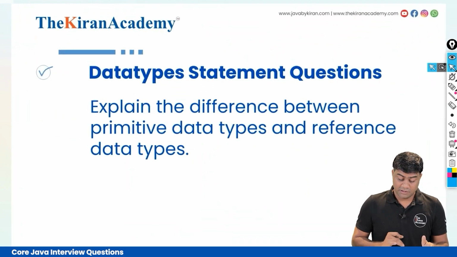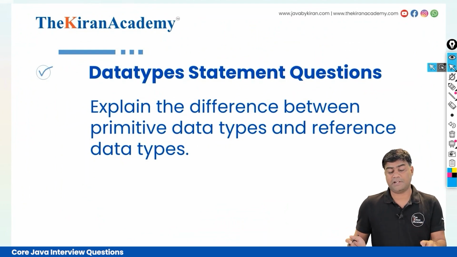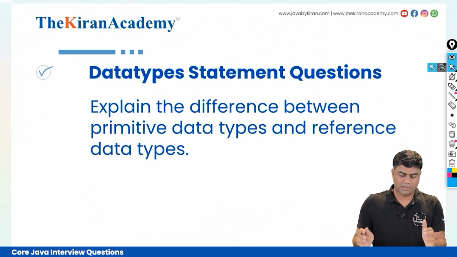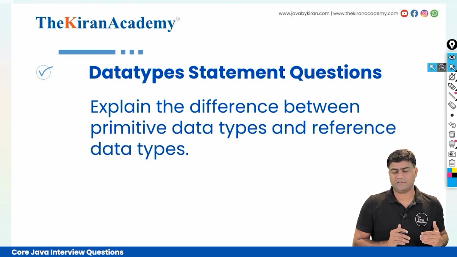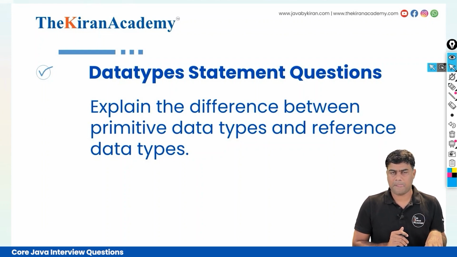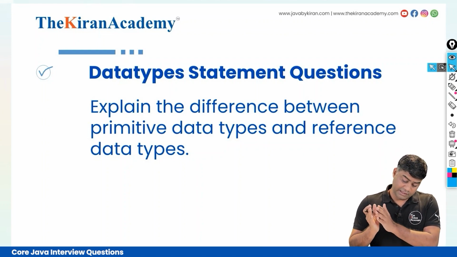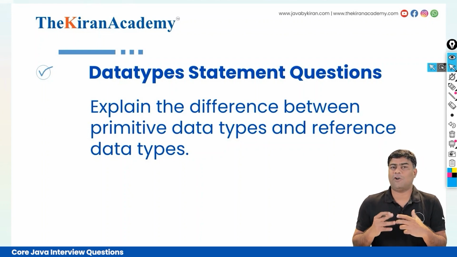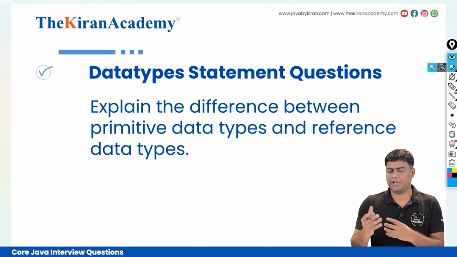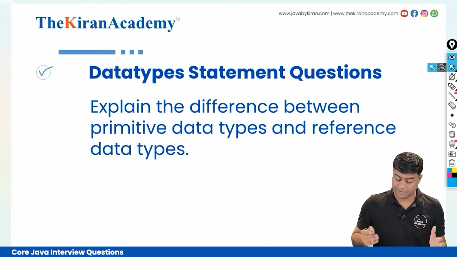The next question is, explain the difference between a primitive data type and a reference data type. Whatever I told you, int, float, char, all these are primitive data types. They are inbuilt. These are keywords in Java. Int is a reserved keyword, I would say. And the reference data types are like any object when you create it. Animal is a class, so if you create an object of it, then it will be called a reference data type.